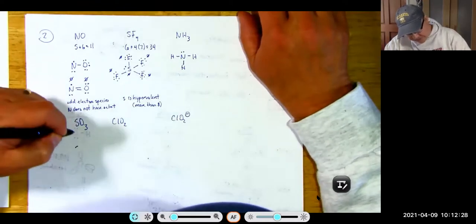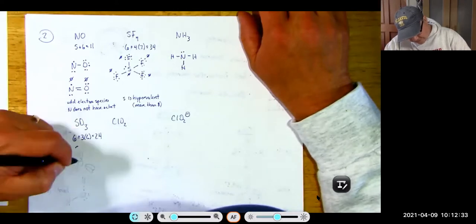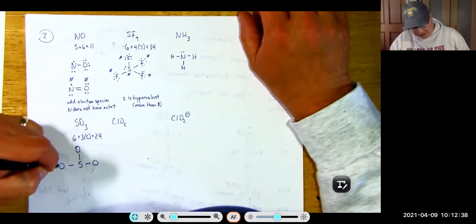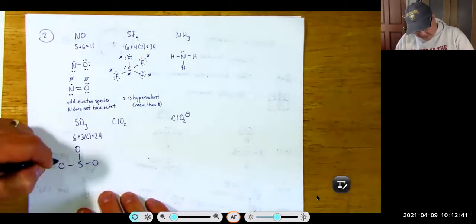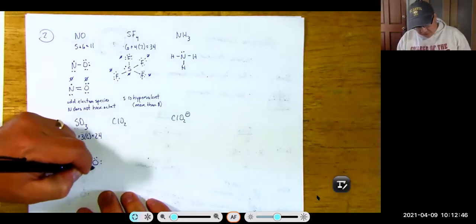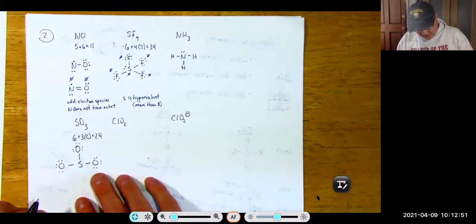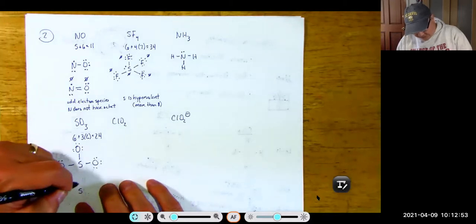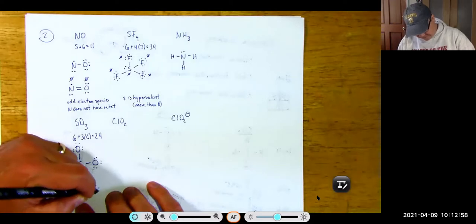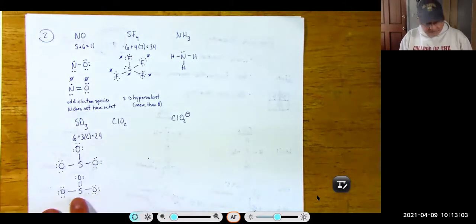SO3 is going to have 6 plus 3 times 6 for 24 electrons. And you're going to put sulfur in the middle and the oxygen on the outside, because sulfur can make more bonds than oxygen. So when I do this, we have 24 electrons. And we want to do a little better, so we're going to do this. And this is better than what we have above.